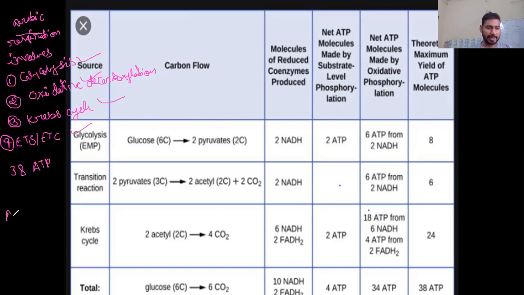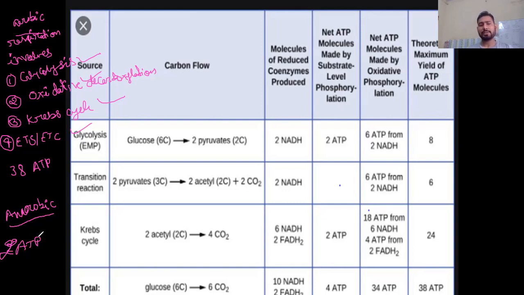While in anaerobic respiration, we are getting only 2 ATP molecules. It may be alcoholic fermentation or lactic acid fermentation. So in anaerobic respiration, how many moles of ATP do we get? I told you already, only 2 ATP. This is the overall set of steps involved.